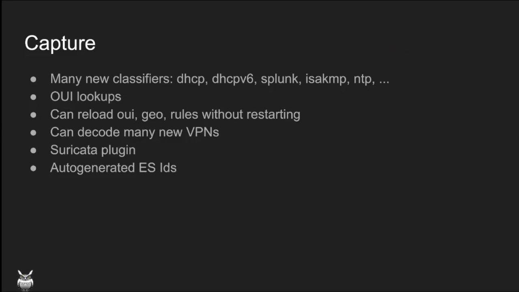Seracotta plugin is new. I have a slide on that in just a second. And one of the big changes that a lot of people have requested, which I don't know if it's actually needed, is we now support auto-generated Elasticsearch IDs. So this means it's currently a switch and it's currently off, but it means that Elasticsearch will generate the IDs for the documents instead of having us generate them ourselves. And there's some efficiencies with that.